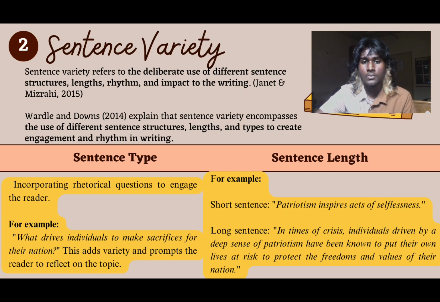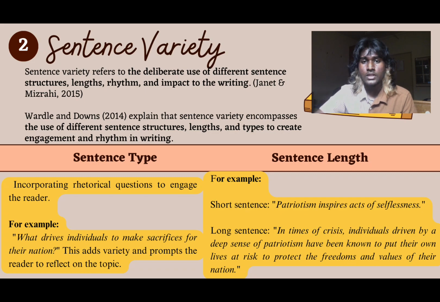First we see sentence type. We can incorporate rhetorical questions to engage with the reader. For example, what drives individuals to make sacrifices for their nation? This kind of question adds variety and prompts the reader to reflect on the topic.